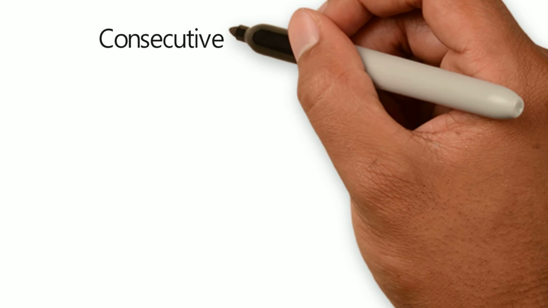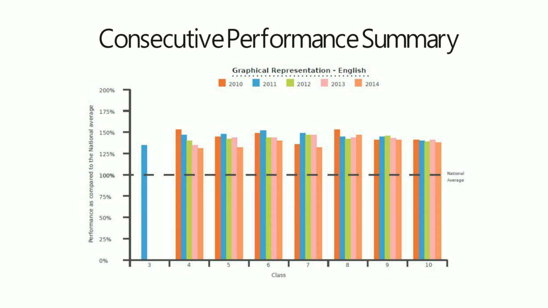The last section provides a summary of the school's performance in each subject over the last 5 years of participation. In this example, you can see that Class 4's performance in English has been steadily declining since 2010.